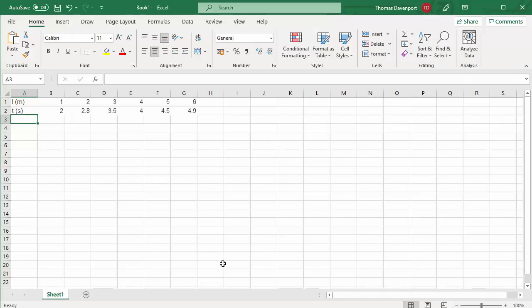We don't want the square root of the length, so what we're going to do is square both sides of the equation. We're going to plot L as the x-axis and T squared as the y-axis.